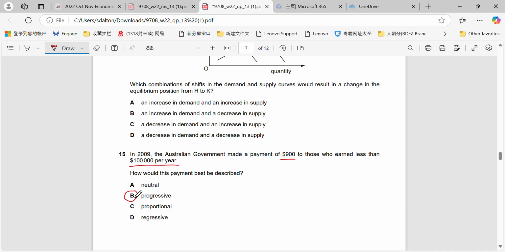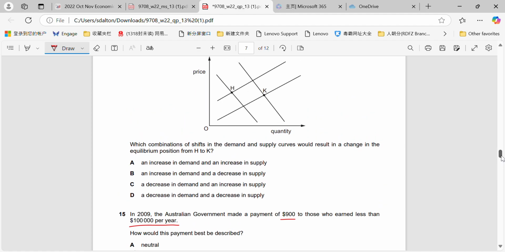Okay, it's kind of like a contradiction of how the progressive taxation system works, where low-income earners will pay a smaller percentage of their income in tax, and high-income earners will pay a higher percentage in tax. Okay, but the same theory applies. Low-income earners benefit, high-income earners don't benefit as much.